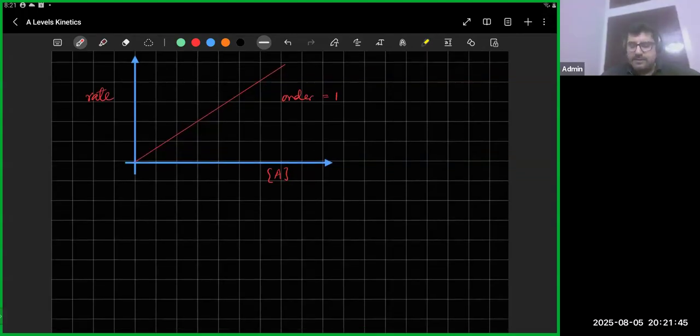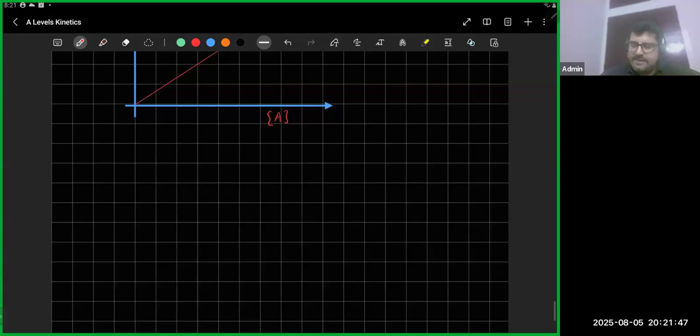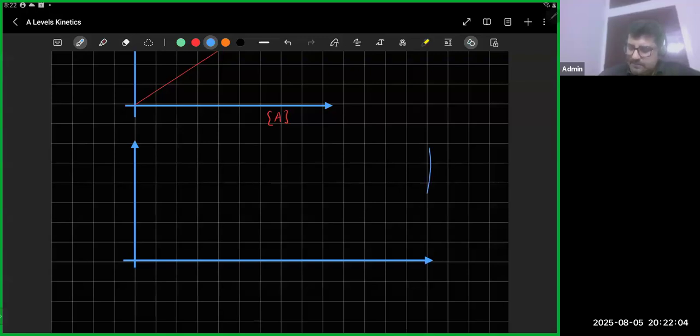Which is a graph you need to understand a bit. And that graph is, let's say you've got a reaction in progress. Imagine there's a beaker, and in that beaker there is reactant A. So you've got all these particles of A.